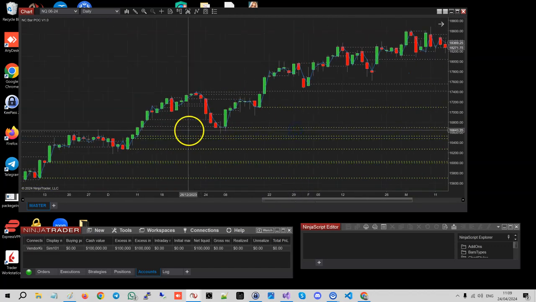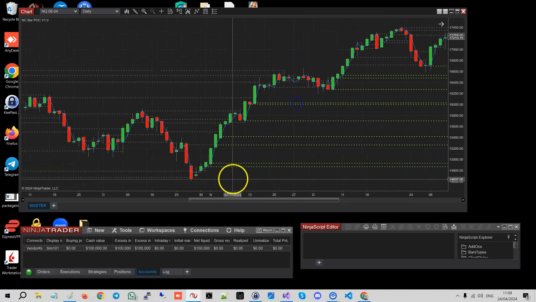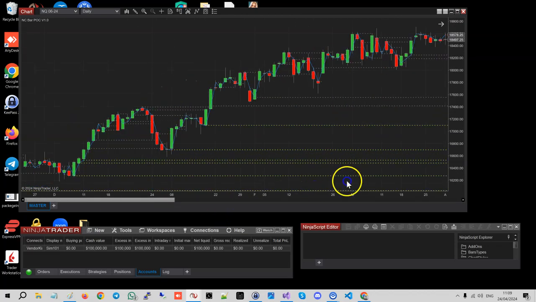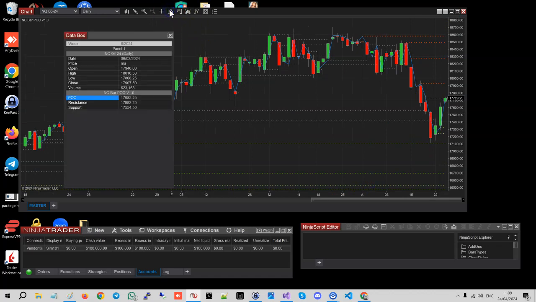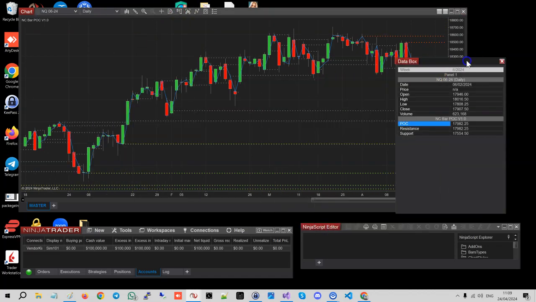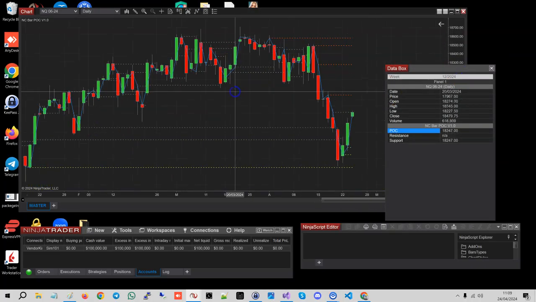Also, the green ones are the support, and we also have the red ones for resistance. And the levels are also exposed, so you can see resistance, we can see POC, and there are quite a few of them, but we'll always be looking at the closest ones.